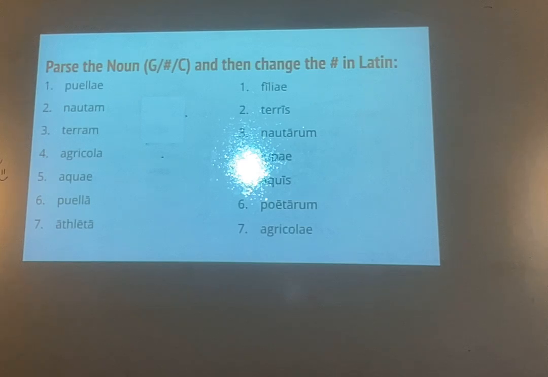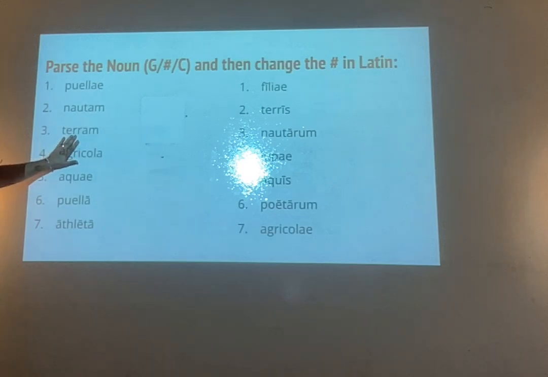Number 2, Elena Ives. Go ahead. It's masculine. Singular. Then accusative. Very good. And the plural accusative would sound like? Nautos. Excellent. Same kind of ending here, but what is the gender number case of this one?